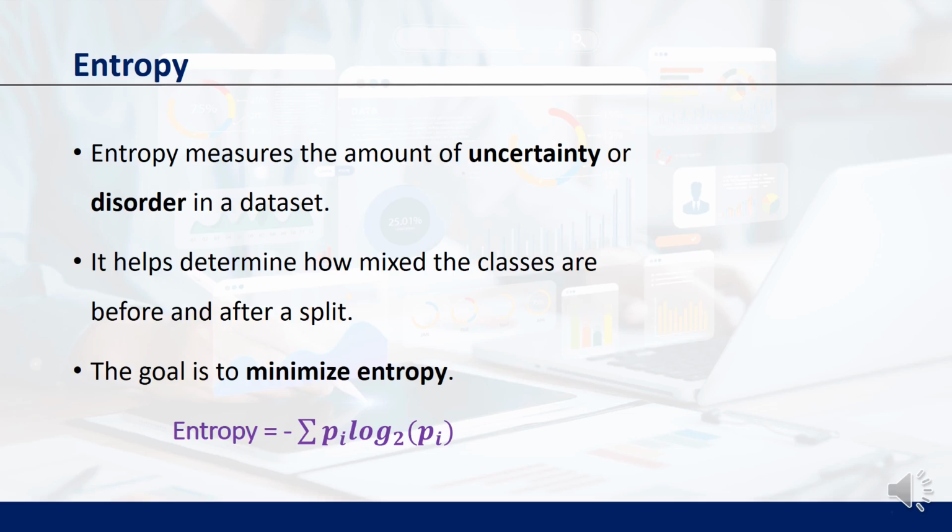Don't worry if the formula looks complicated initially. The concept is more important. Entropy measures uncertainty. Low entropy means the node is relatively pure. High entropy means the node is mixed. So low entropy means the node is pure. High entropy means the node is mixed. The decision tree algorithm uses entropy to compare possible splits and identify which split reduces the uncertainty the most.